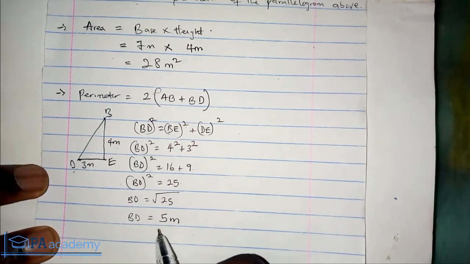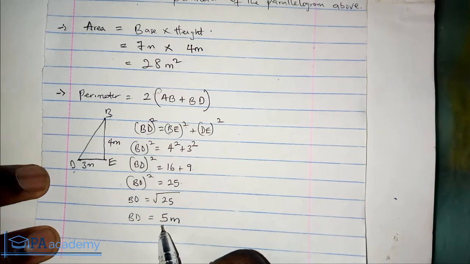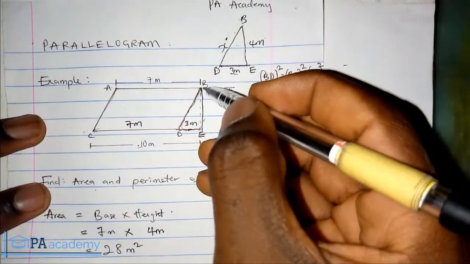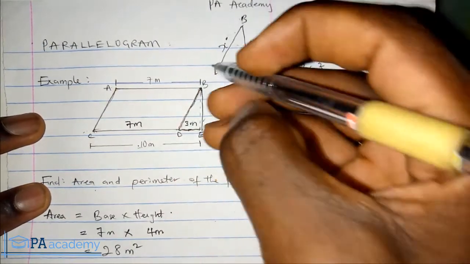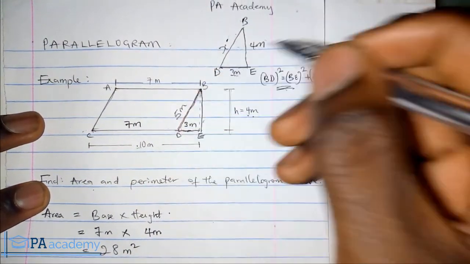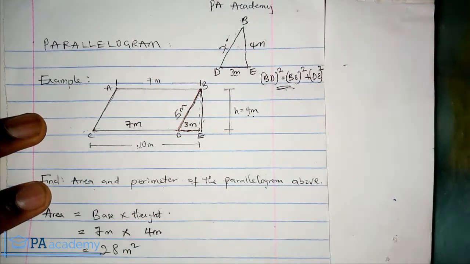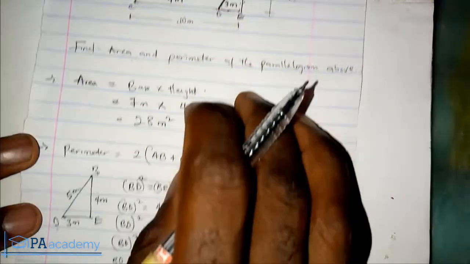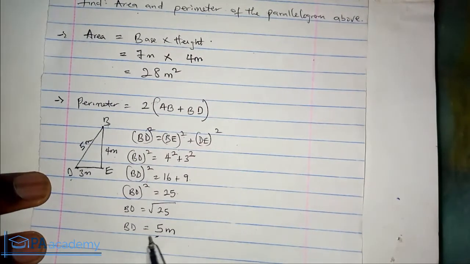So now we've successfully gotten the value of BD, which is here, that is 5 meter. That means the length of this line is 5 meter. So some question might not give you all the lengths. It might just give you some length and probably not give you one important length. So you have to look for it. So now we've been able to get the length of BD as 5 meter.